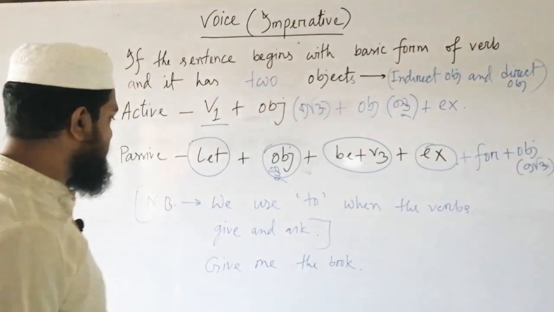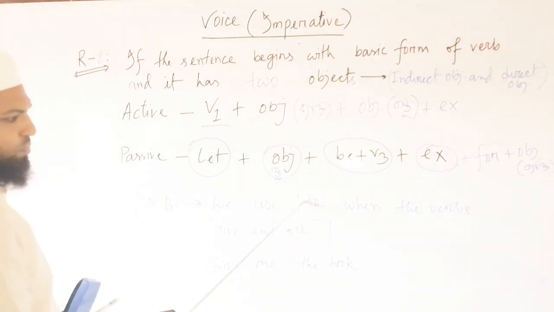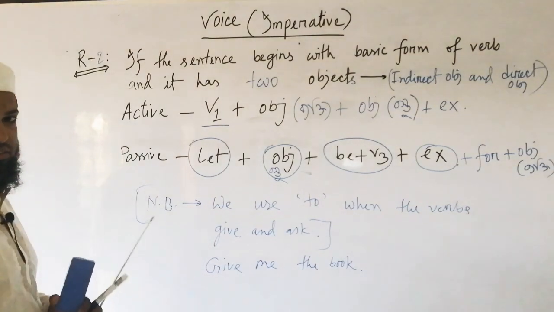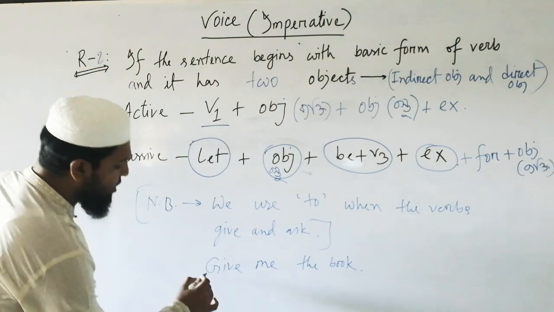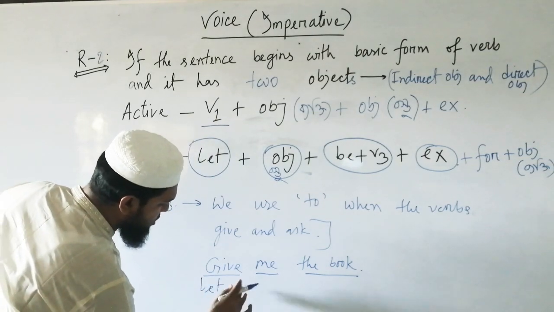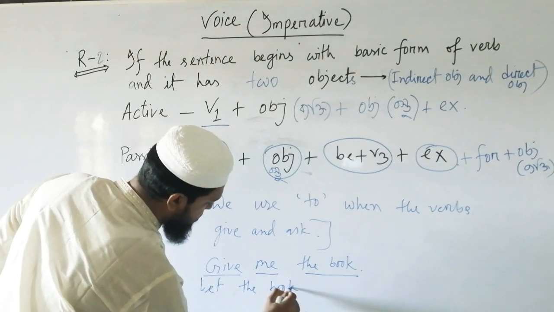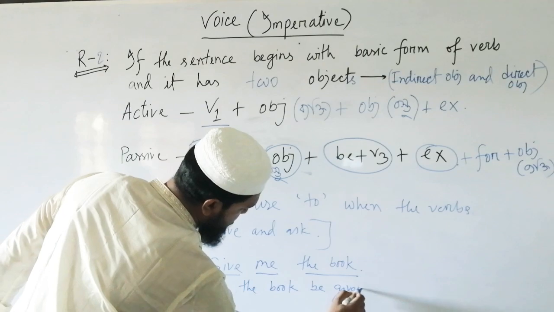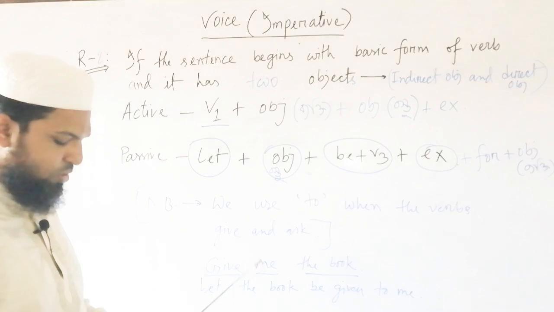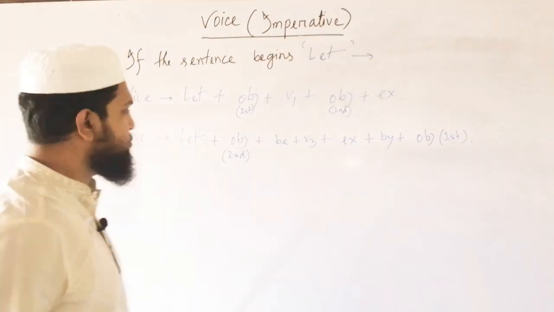It has some exceptions too. Sometimes we use to instead of for when the verb is give or ask. I am giving an example. Give me a book. Let the book be given to me. I cannot write for me. I will write to me. Okay, students, now rule 3.